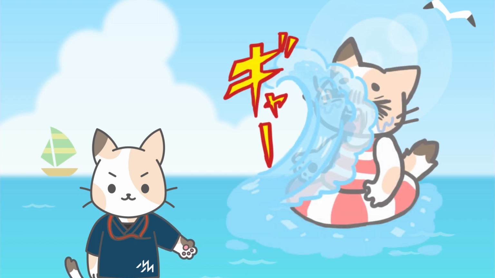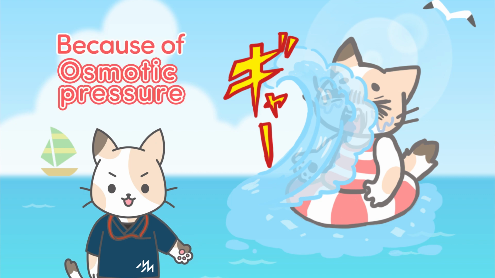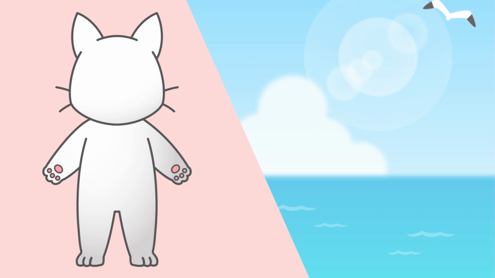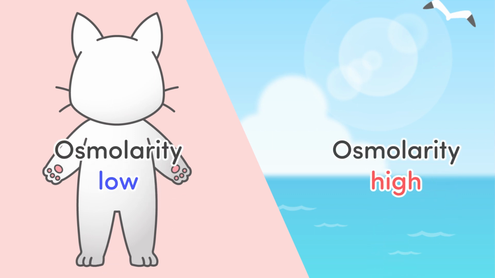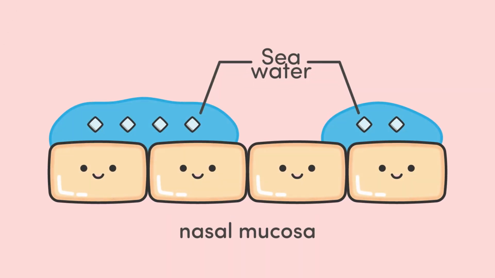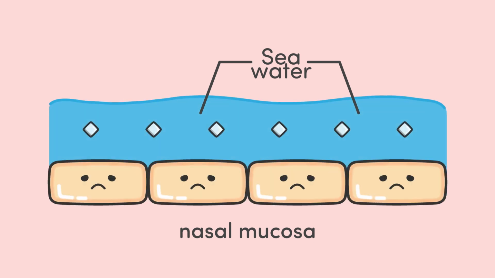For example, when you go to the sea and seawater gets into your nose, it hurts a lot, right? This can also be explained by osmotic pressure. The salt concentration of seawater is about 3%, which is significantly higher than that of body fluids, making it a hypertonic solution. Therefore, when the mucous membrane of the nose comes into contact with concentrated salt water like seawater, the water inside the cells, that is, across the cell membrane, is drawn out. As a result, the cells are stimulated, and you feel pain.